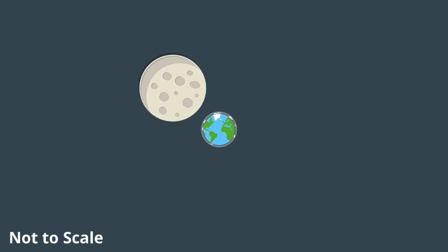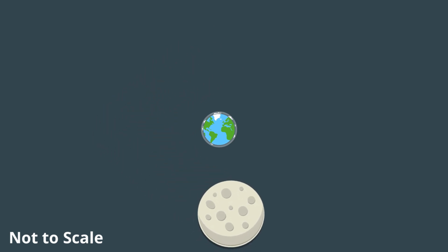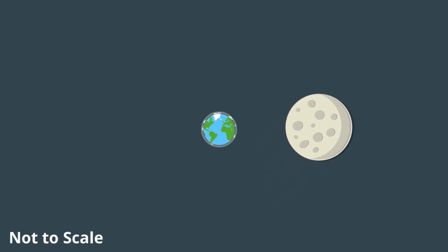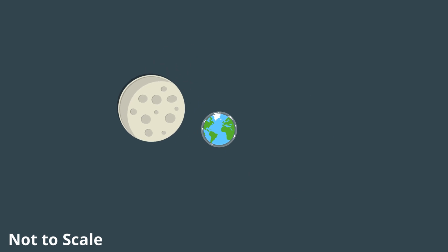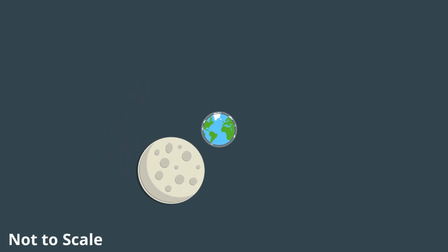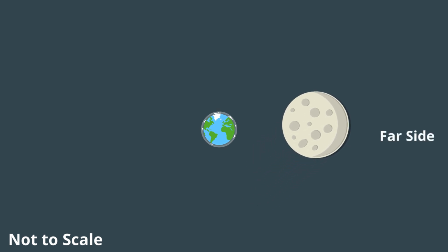Let's see what this looks like. Notice, as the moon orbits the Earth, even though the moon is rotating, the same side of the moon is always facing the Earth. This side of the moon facing the Earth is called the near side. The side which always faces away is called the far side.